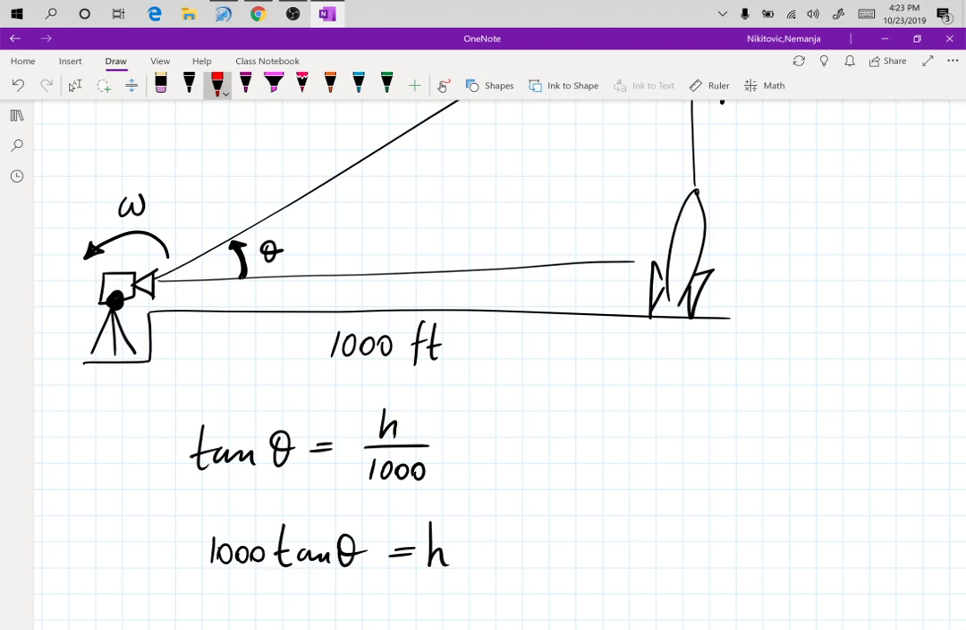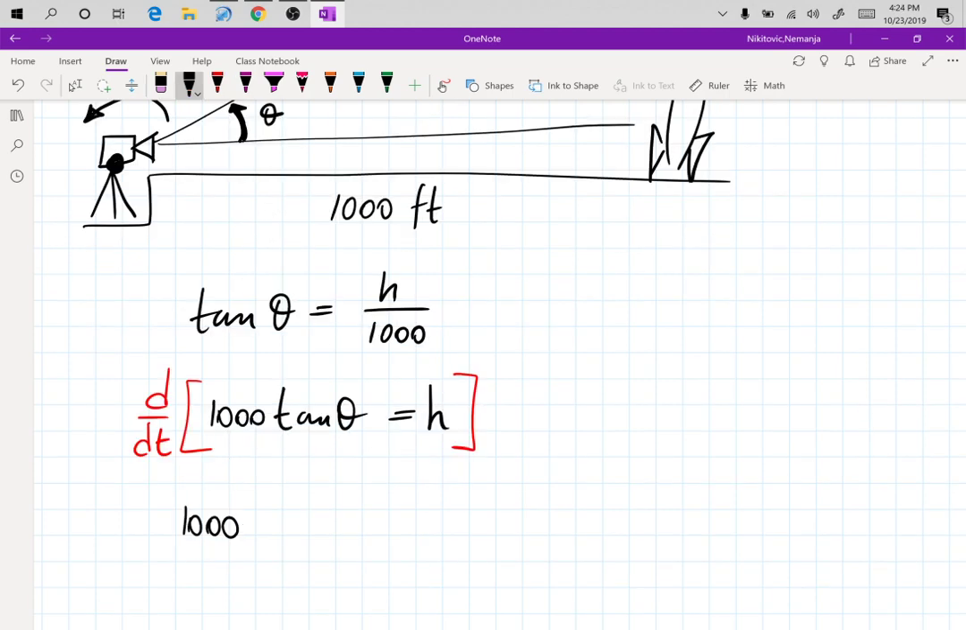At this point, I'm going to differentiate both sides. And what's the derivative of tangent? Secant squared theta. Then I took the derivative of theta with respect to time. What's the derivative of h? Beautiful. You have to have at least 2 rates. There will be problems with 3 and 4 and so on, but you must have at least 2.